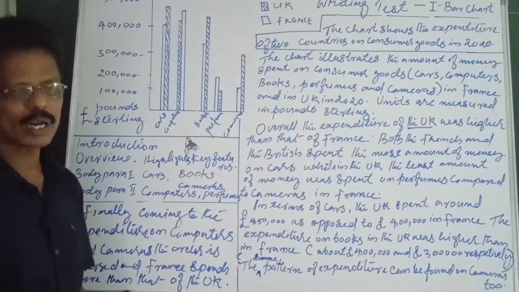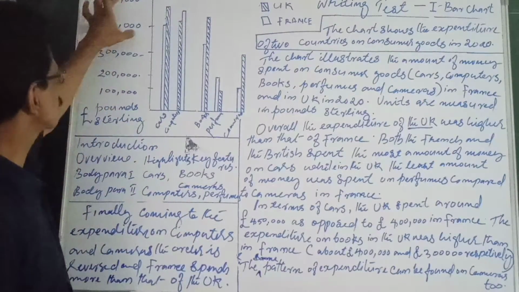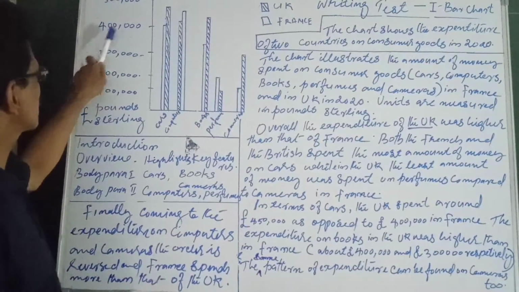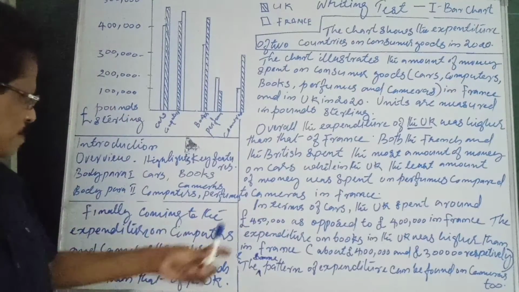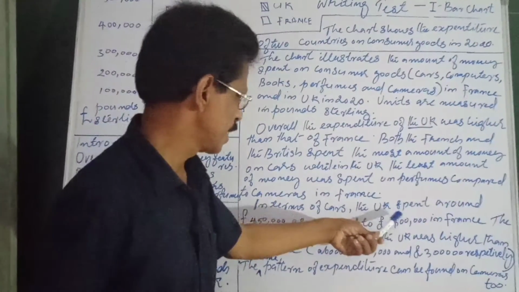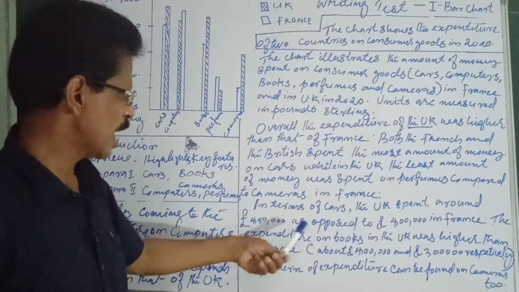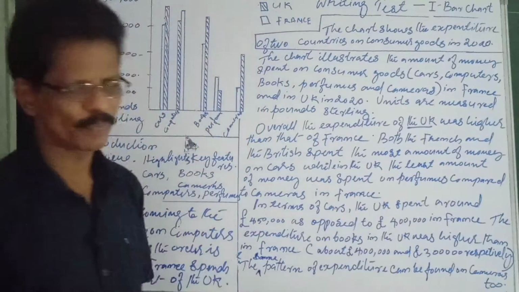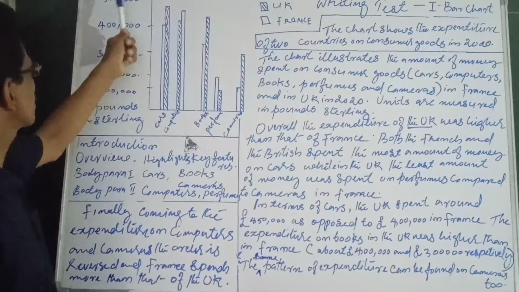So 450,000 pounds, not exactly 500,000, but 400,000 here in the middle. That means half of it. See, in terms of cars, the UK, as we have already seen, spent around 450,000 pounds as opposed to 400,000 pounds in France. The expenditure of France is 400,000, whereas that of the UK is 450,000.